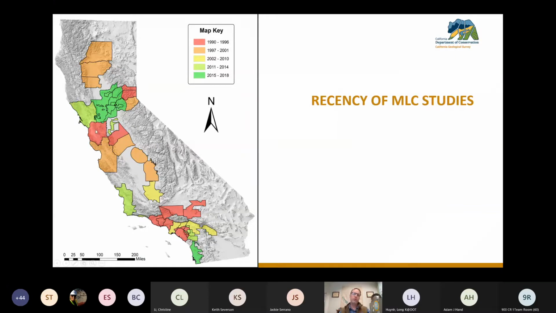So we use when these were last updated as a determination of what our next project might be. It's mainly, though, areas that are at risk of having incompatible land uses. The LA region is a huge area with that risk.